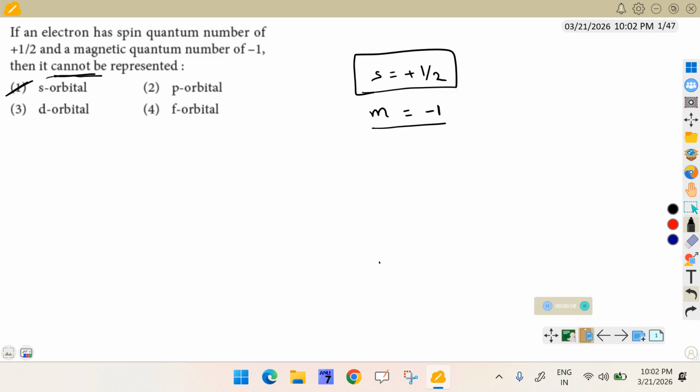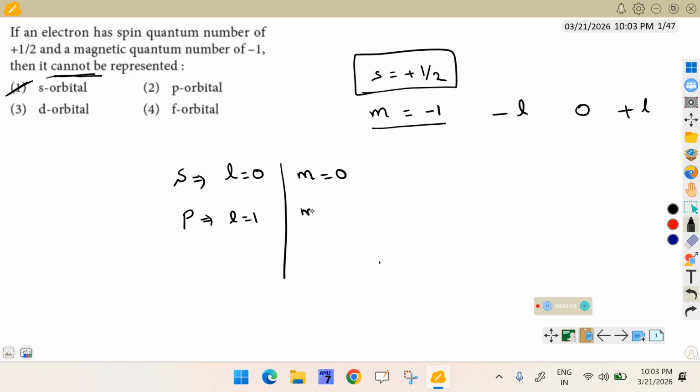s orbital. Why? Because for s orbital, L value is 0, the possible m value is 0, because m values are from minus L to plus L including 0. For example, consider p orbital: L value is 1, and the possible m values are minus 1, 0, plus 1. Yes, in p orbital case, m value minus 1 is possible.